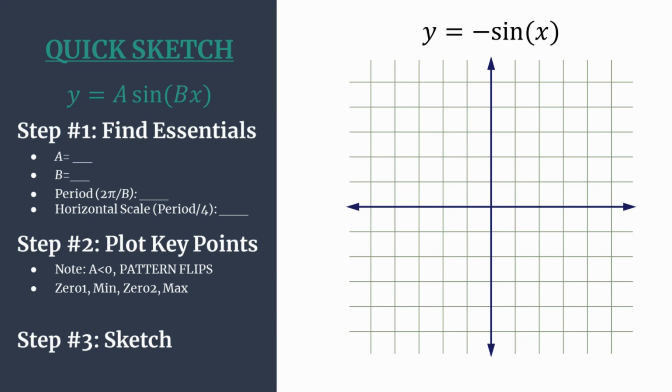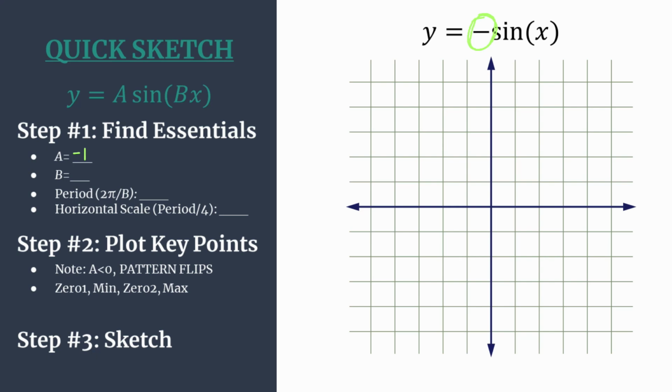So let's dive right in. Find the essentials in step 1. A, of course, we've already said is kind of the key piece for this graph. It's just a reflection vertically of the regular sine x graph. And that's because A is negative. It's an understood negative 1 out front.